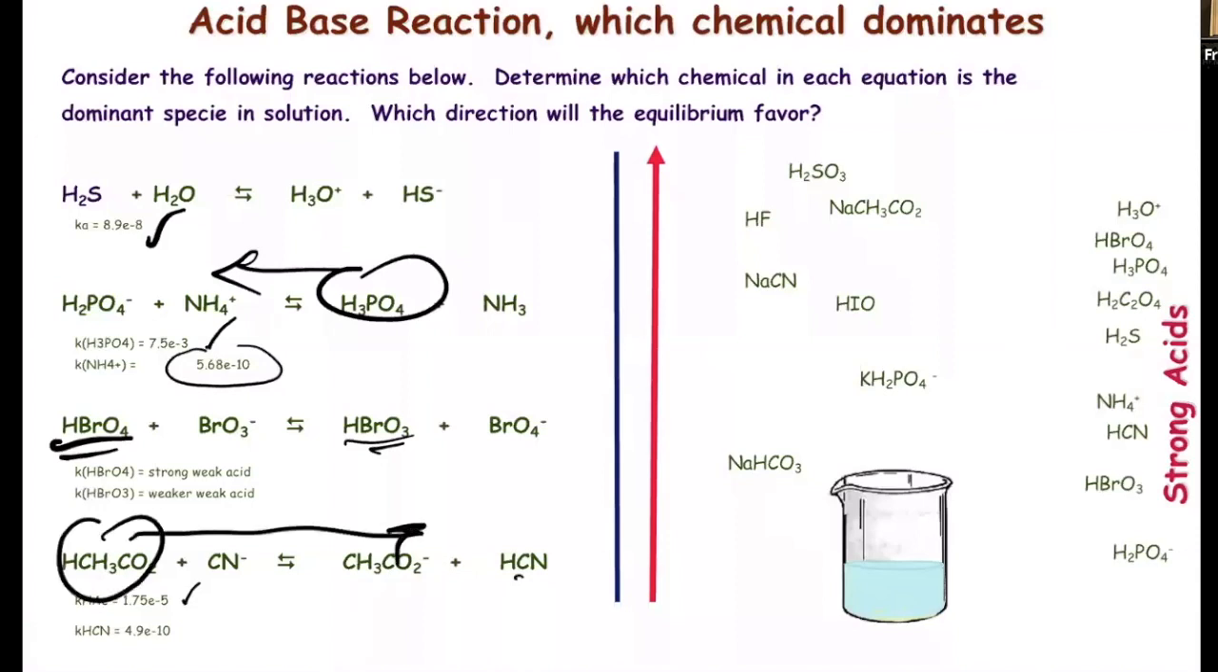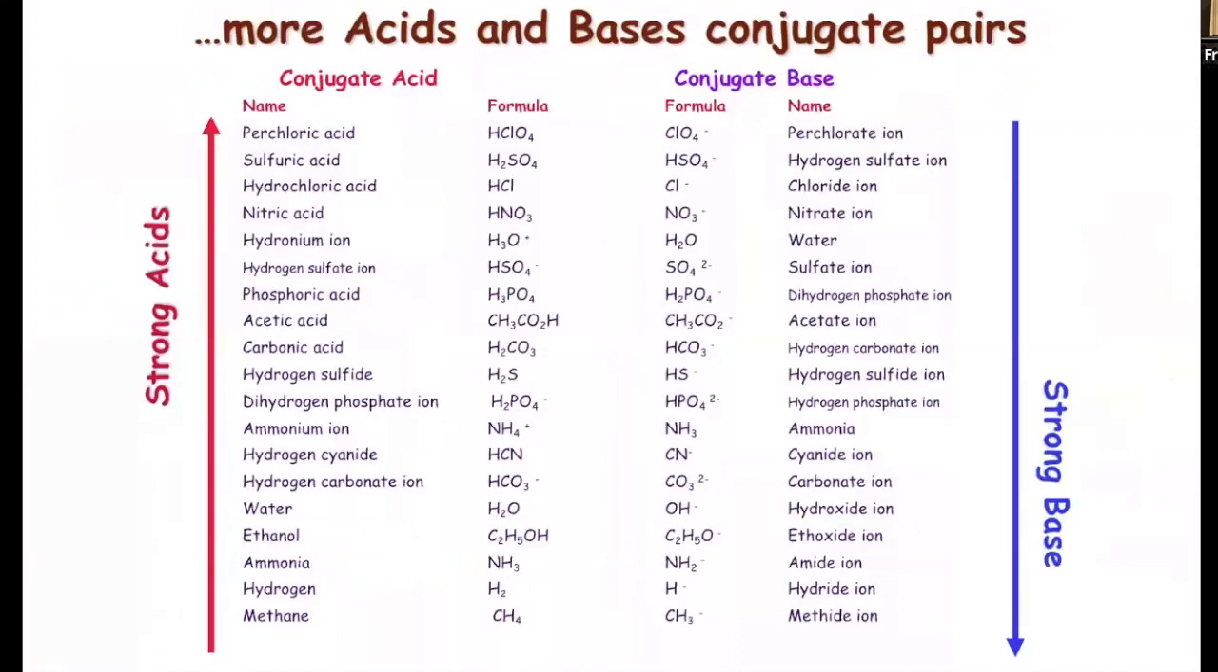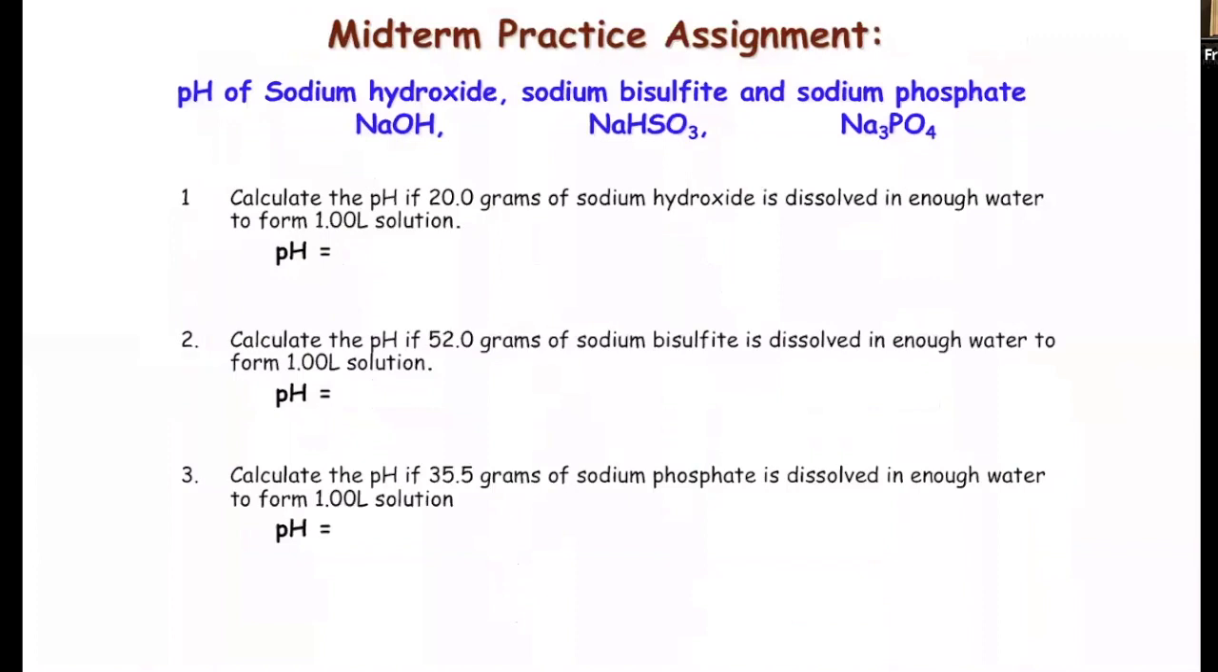So there is some looking up of data in order to answer these types of questions. There's the list right there. If you don't have the Ka, you can find the chart that shows you the relative strength. So these are questions that you should be able to solve based on what we talked about. Amphoteric systems: you can try and solve these for next time.